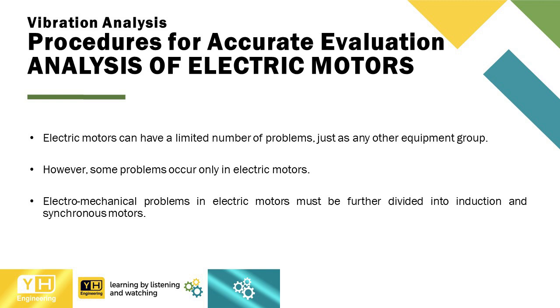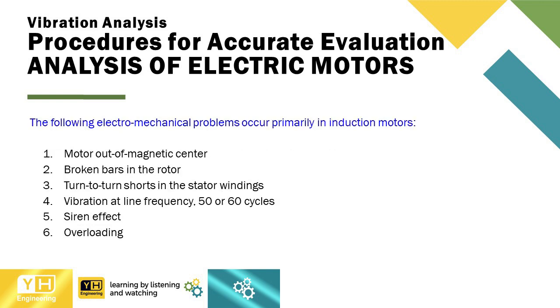However, some problems occur only in electric motors. Electromechanical problems in electric motors must be further divided into induction and synchronous motors. The following electromechanical problems occur primarily in induction motors. 1. Motor out of magnetic center. 2. Broken bars in the rotor. 3. Turn-to-turn shorts in the stator windings. 4. Vibration at line frequency, 50 or 60 cycles. 5. Siren effect. 6. Overloading.